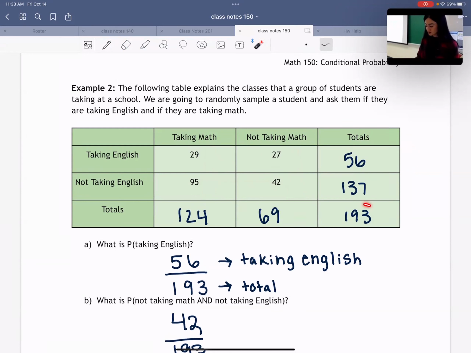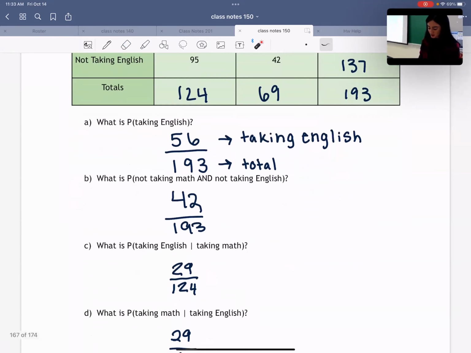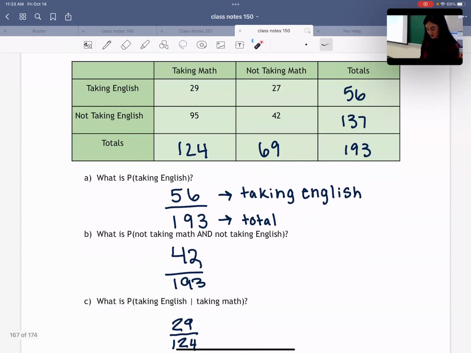And then how did we get 193? I added 56. Good, right? Alternatively, you could have added the bottom 2 numbers as well. Any questions on getting the numbers? I think we're all good doing that. All right, going down to part A.